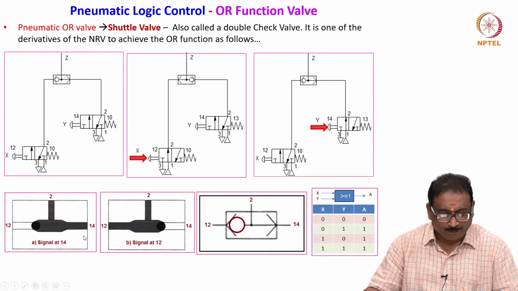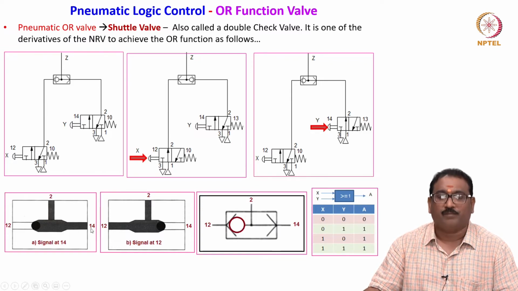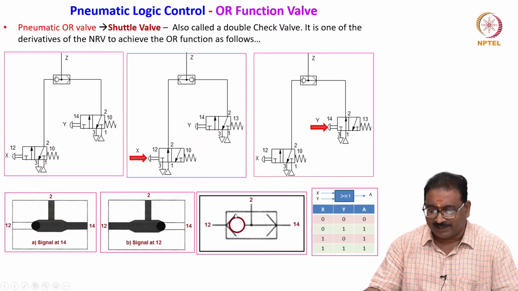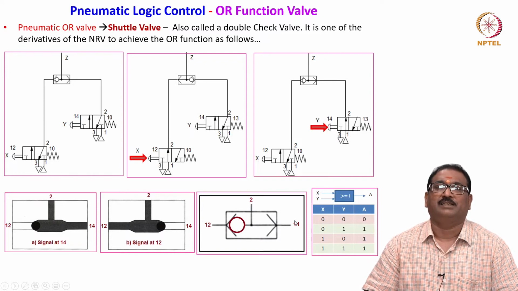Here you will see the signal 14 is there, the ball will slide and close here, and port 2 is receiving the flow from 14. Similarly, when the signal is at 12, what happens? The ball will close the 14 side, and 2 will receive the flow from 12. How to represent this? The double check valve. 2 will receive either from 12 or 14, whichever is at the highest pressure.